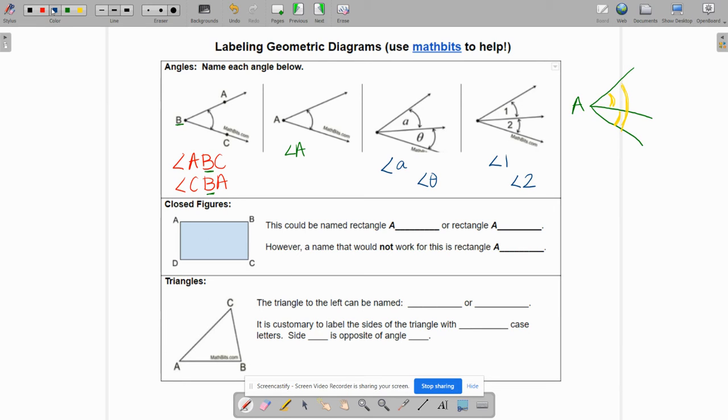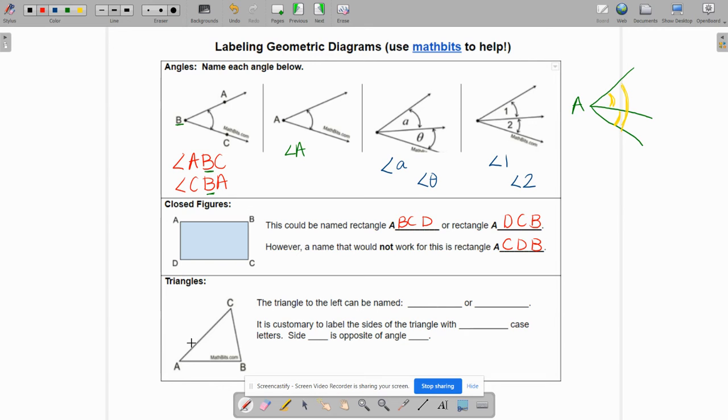When it comes to closed figures like rectangles or any quadrilateral or polygon, you want to make sure to name your figure going either clockwise around or counterclockwise. So for instance, this rectangle could be named A, B, C, D if we're going around clockwise, or counterclockwise if you start with A, it would be A, D, C, B. A name that wouldn't work, for example, could be something like A, C, D, B, because you're going A, C, you're crossing over instead of going around the figure.